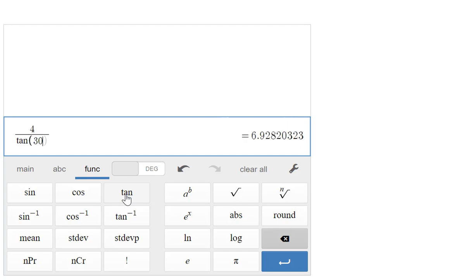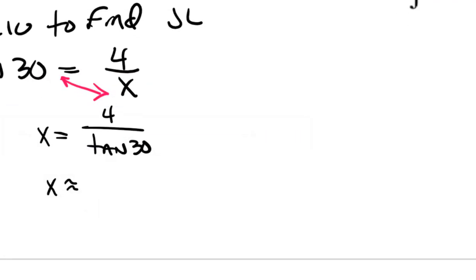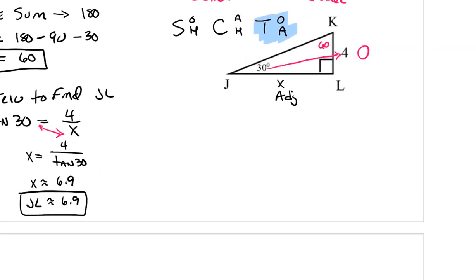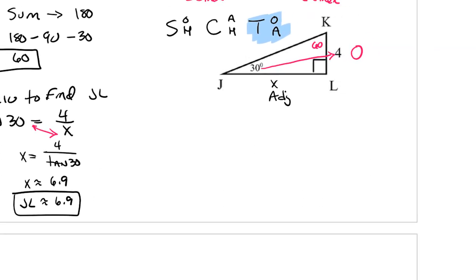Now, we wanted to figure this out to the nearest tenths place, so that would be 6.9. All right, so x has a value of about 6.9, so JL is about 6.9. So the length of JL is 6.9. So now we've got all three angles and two sides. Now, we've got one other side to solve, and that is the JK side.